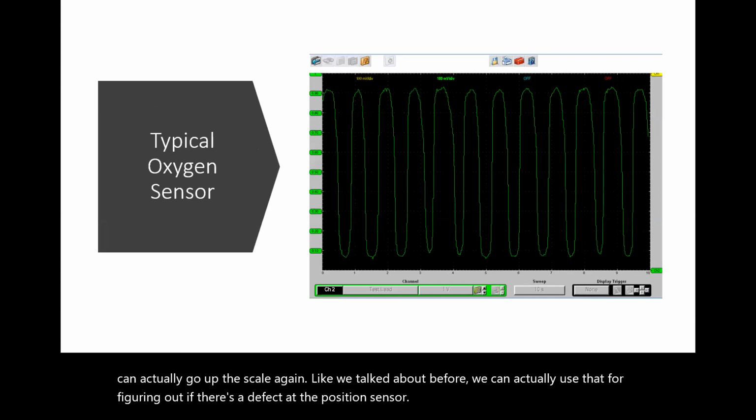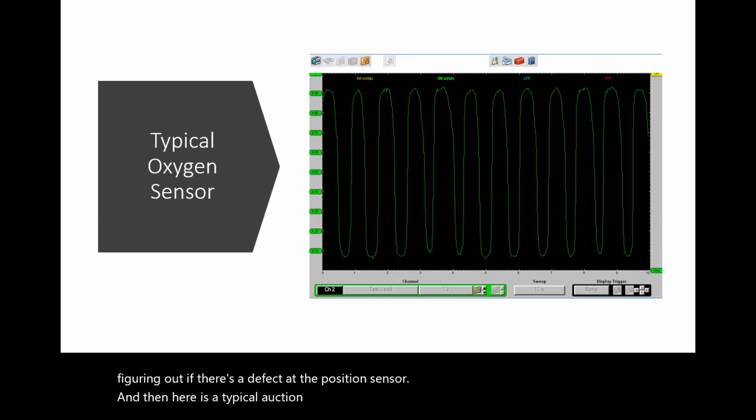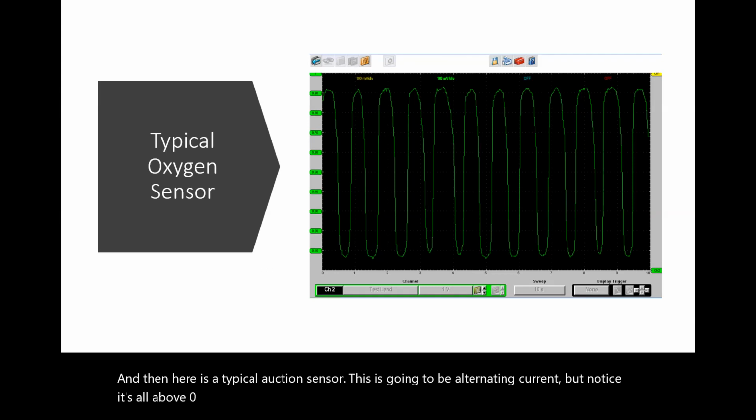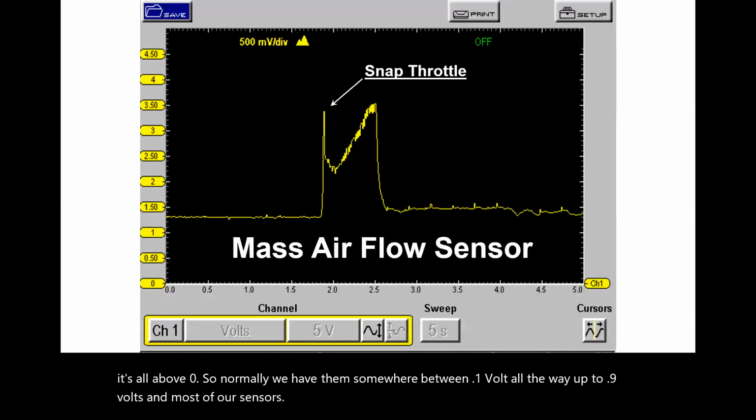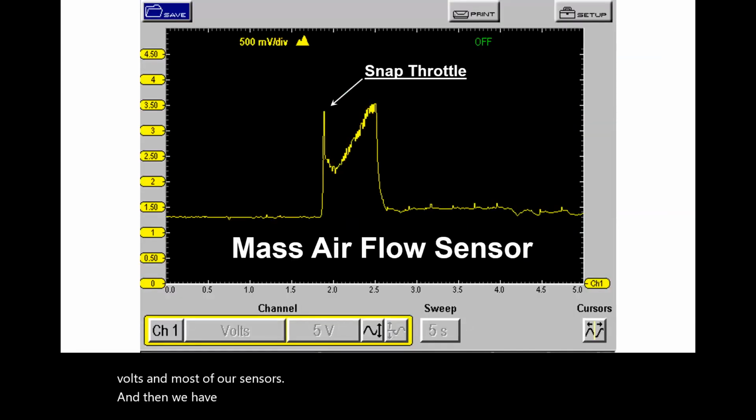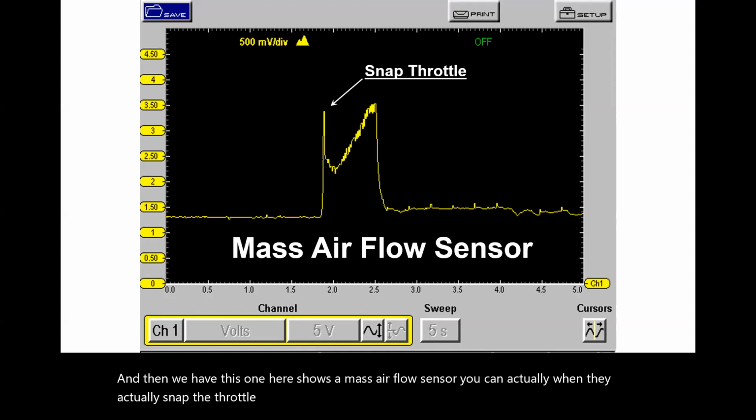And then here's a typical oxygen sensor. This is going to be alternating current, but notice it's all above 0. So normally we have them somewhere between 0.1 volt all the way up to 0.9 volts on most of our sensors. And then this one here shows a mass airflow sensor. You can actually see when they snap the throttle, you can see the voltage try to drop just a little bit there.